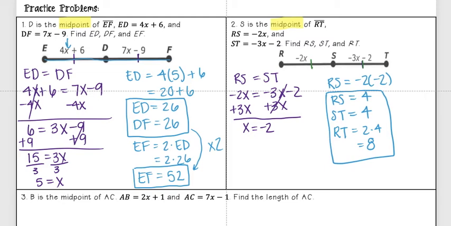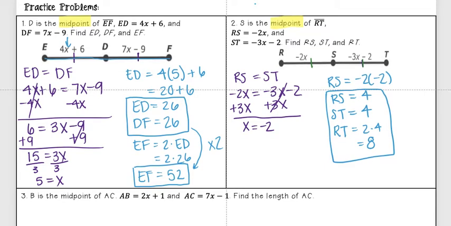Okay, so this is the answer that you should have gotten for number 2. I plugged in for RS equals ST, and when I solved that, I got -2. I went ahead and plugged into RS just because that one was an easier one to plug it into. It's okay if you plugged it into ST. You still should have gotten 4. And then when you double that, you should get 8.